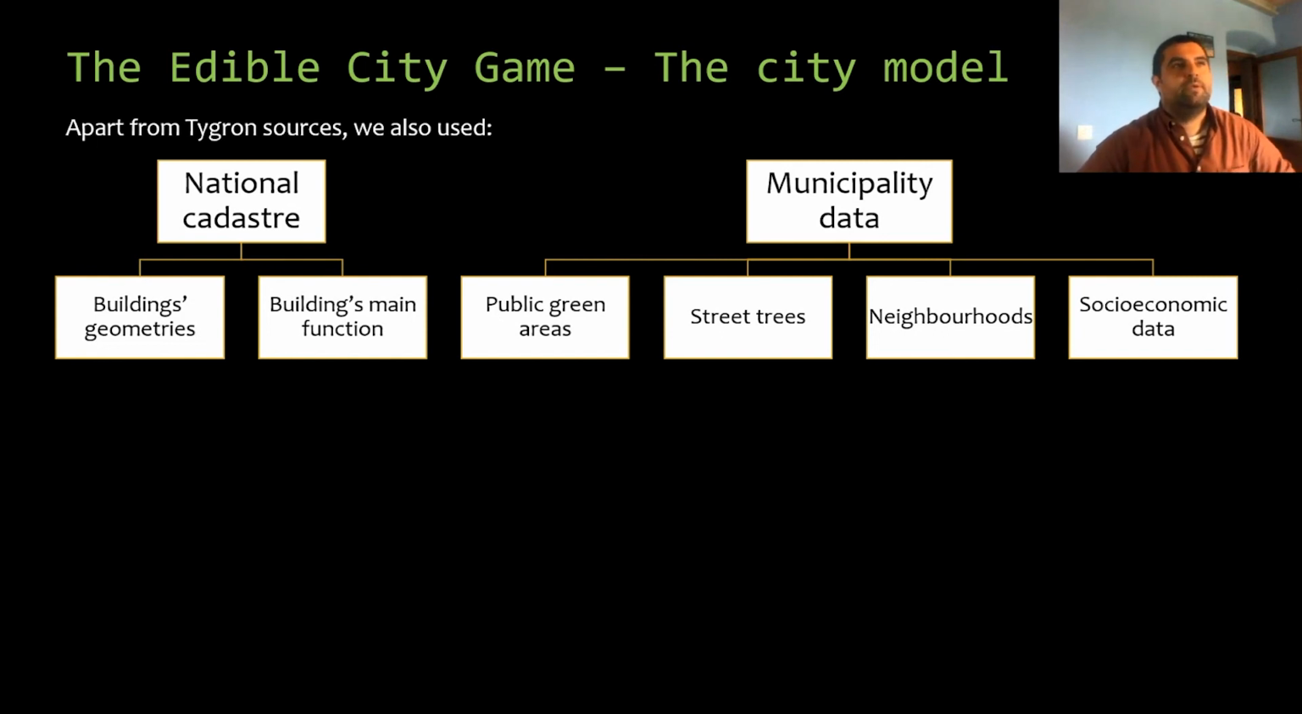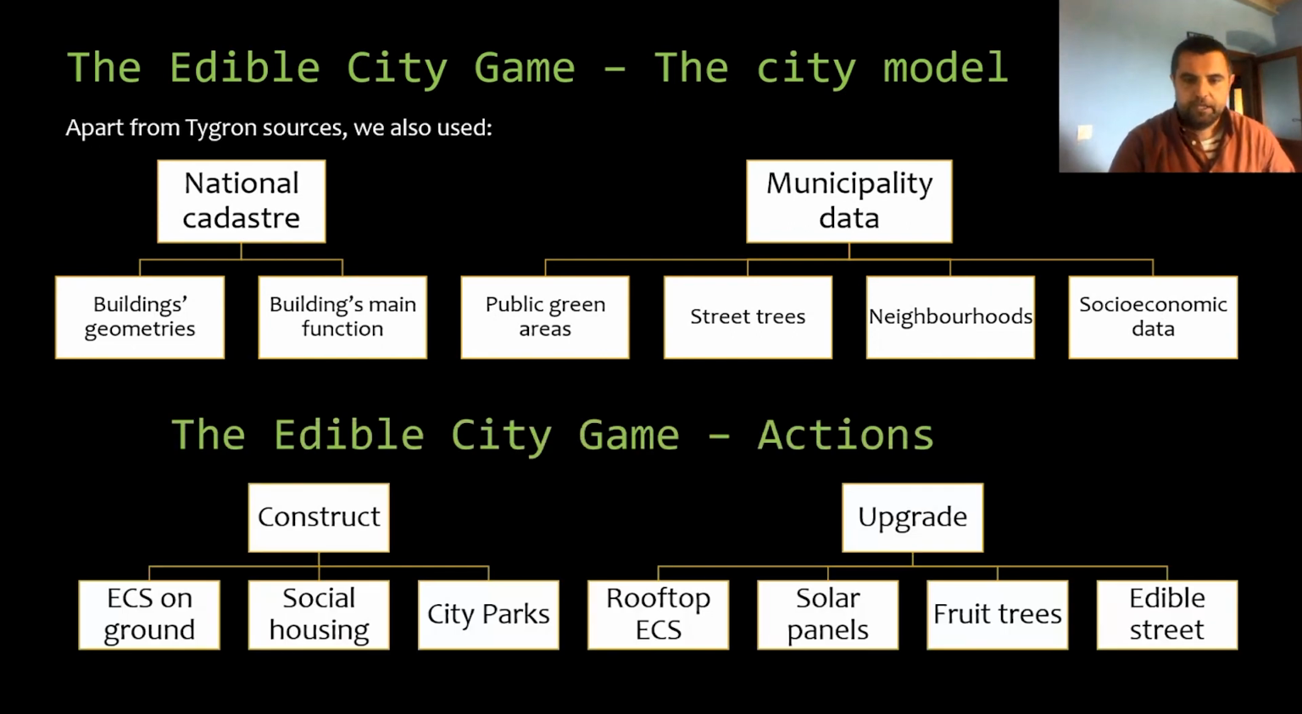Another important thing is how we build the city model. We use, for sure, the sources that are predefined on Tygron, OpenStreetMap and Esri databases, but then we also use the national cadastre information to build the buildings. So we erased the buildings from OpenStreetMap and created our own buildings from the cadastre. And also we use some municipality open data like public green areas, street trees, the neighborhoods, and socioeconomic data, for instance, the unemployment in a neighborhood or this kind of data that are used in indicators.